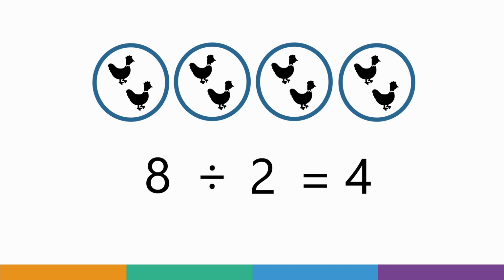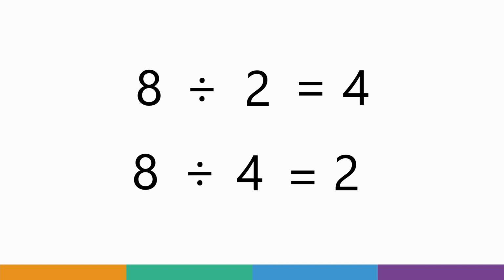8 divided by 2 equals 4. 8 divided by 4 equals 2.